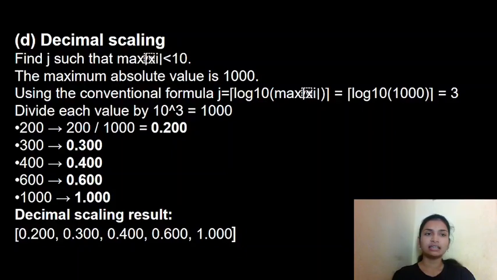D. Decimal scaling. Find j such that max |x| is less than 10^j. The maximum absolute value is 1000. Using the conventional formula, we have calculated the value 3 and divide each value by 10 to the power 3. Now we are dividing every value by 1000. Now the decimal scaling result is shown in this list.